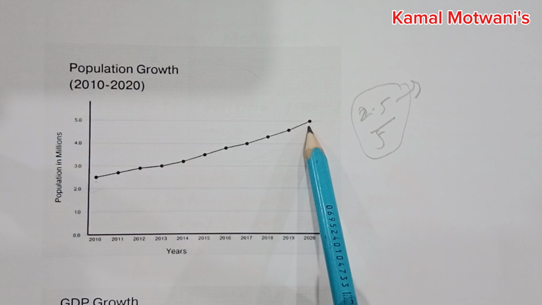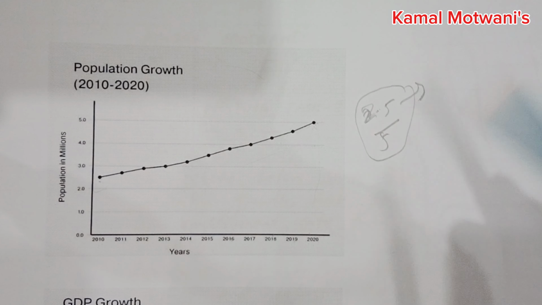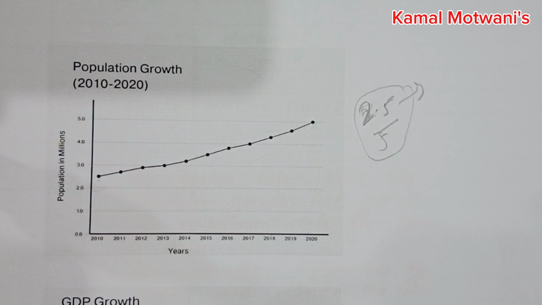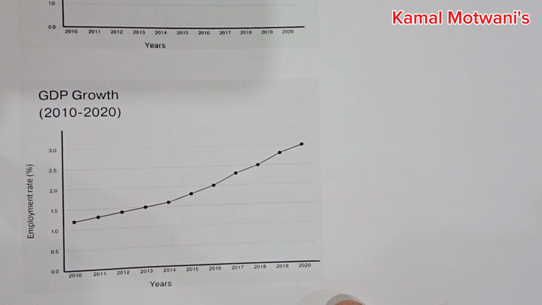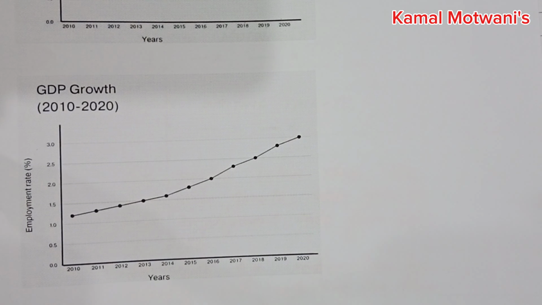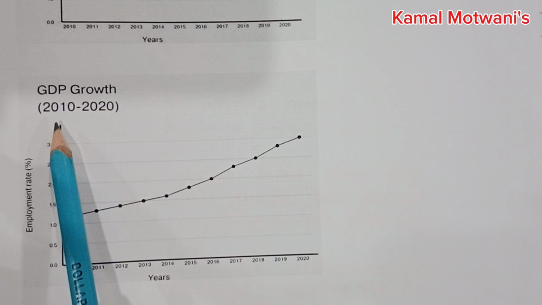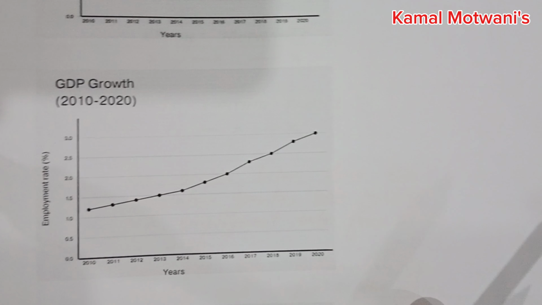2.5 to 5 million, which means the population has doubled over a decade. So this is how we interpret and this is how we analyze the graphs. Okay, then coming back to the second graph, which is GDP growth. Now when we say GDP growth, it also shows the GDP growth over a decade, which means from 2010 to 2020. So let's analyze and interpret this graph.